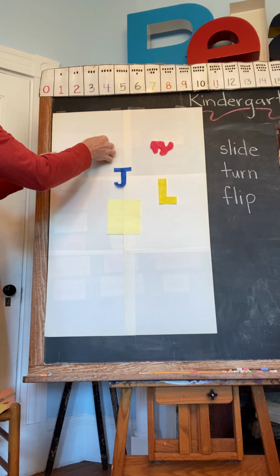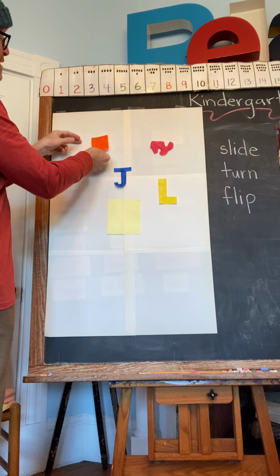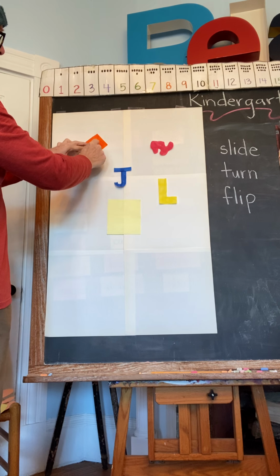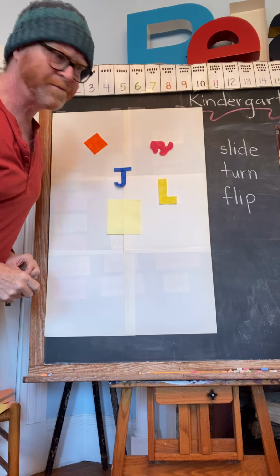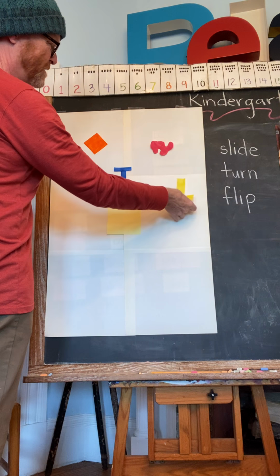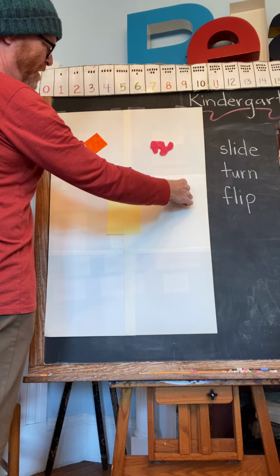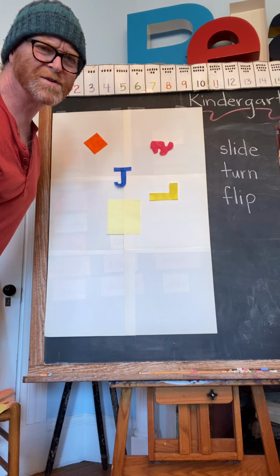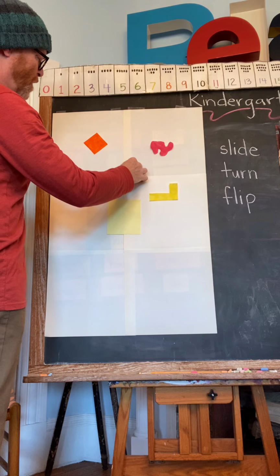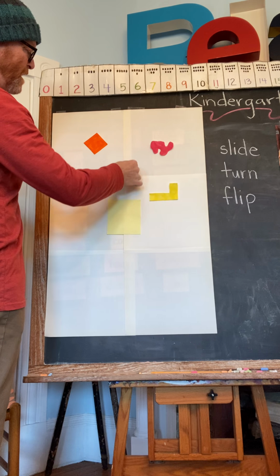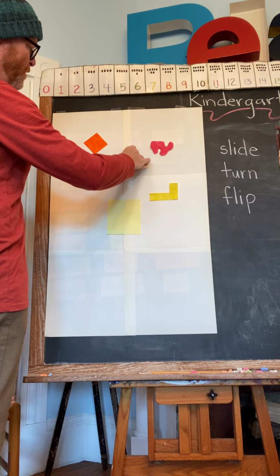Let's do that with the square. You can slide it up and down or turn it. Does it look like something different to you now? I'm going to take this shape and slide it and then turn it. It kind of stops looking like a letter L when you turn it. And this one, a J, you can turn it or slide it.